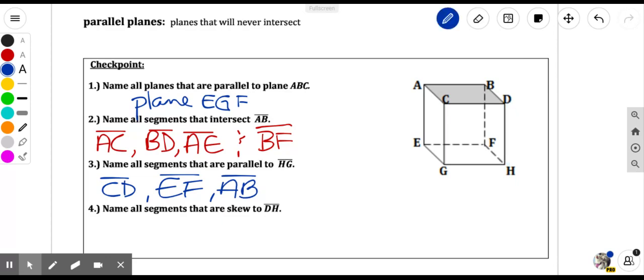Whoops, I did not mean to erase all that. So we have DH, AB is skew to DH. That's the first one. And then anything parallel, well, not anything, but usually something that's parallel to AB would be skew to it. So EF would also be skew to DH.